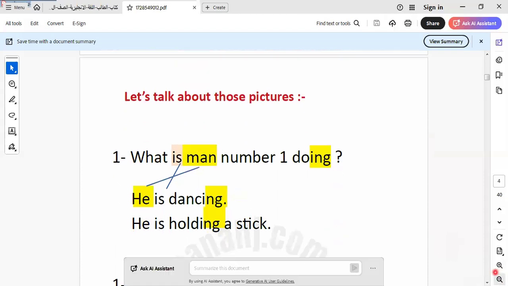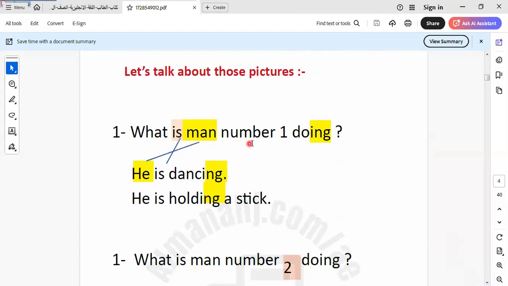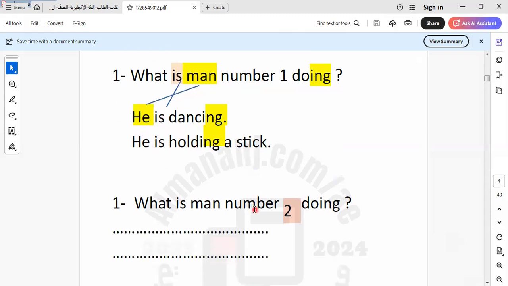Here we have how to answer the question: What is man number 1 doing? During the lesson, we have a question about what man number 1 is doing. So how do I answer? Here is the verb and here is the subject. When I make a question, I put the verb before the subject. When I answer, I put the subject before the verb, like this: He's dancing, he's holding a stick. Let's go to another one.